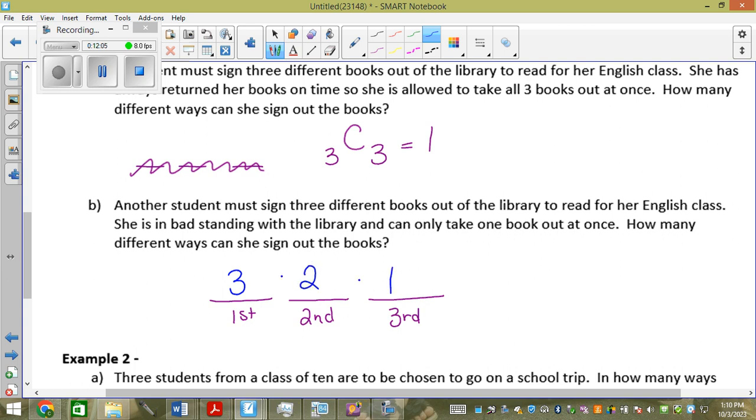Now remember, if it goes down by 1 each time, this first number is going to be your N. So I have 3, P, and then the number of blanks represents your R. So how many blanks are there? 3. And this is also going to come out as 6.